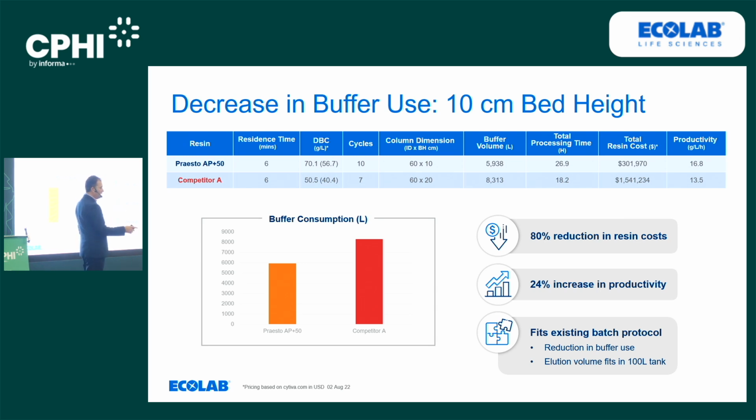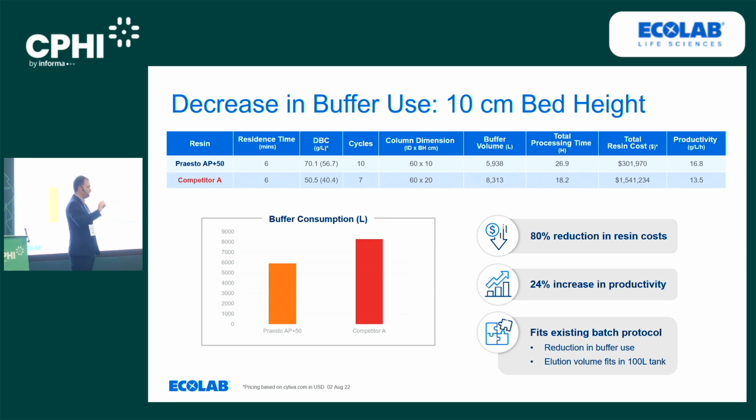We're going to be packing the competition resin in a 60 centimeter column diameter by 20 centimeter bed height. And we're going to be running that process at 6 minutes residence time, where you see the competition at 50 grams per liter, okay? So now think about our resin running 10 centimeters lower, okay? By dropping the bed height 10 centimeters, that means we're using only half of the resin, okay?